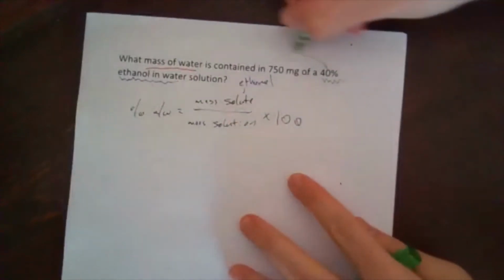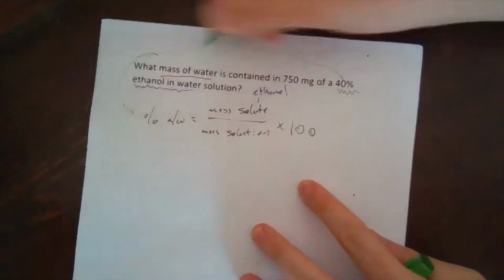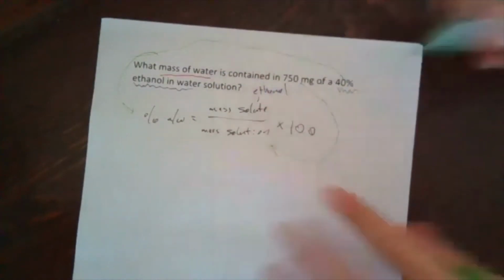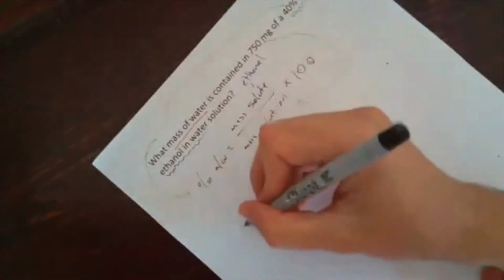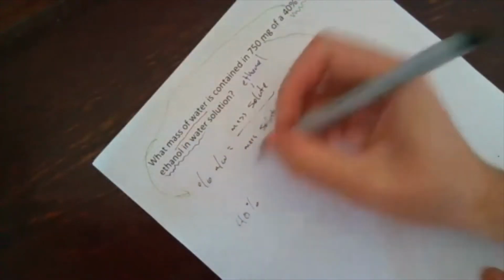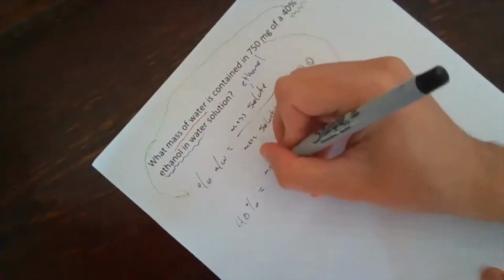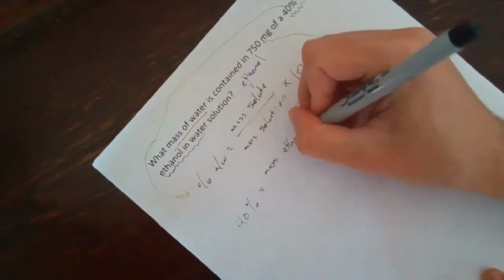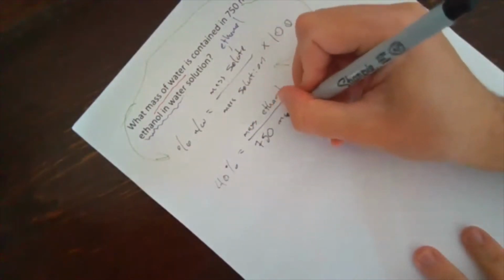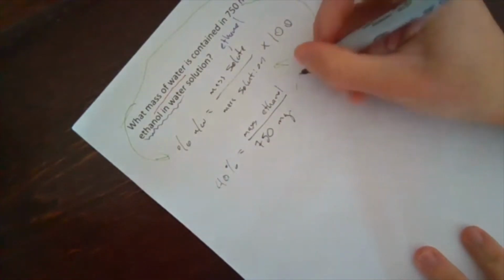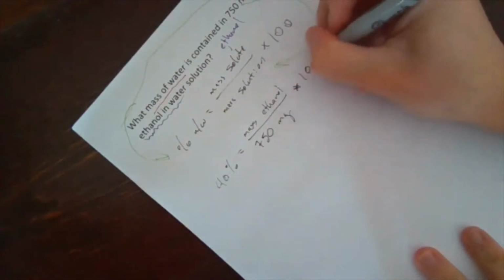So we are given some things. The 40%, whoopsies, goes in right there. 750 milligrams goes in right there. So let's go ahead and plug everything in. 40% is equal to mass of ethanol. And I can specify, once I know what the solute is, I don't need to keep calling it solute. I can call it ethanol. I know what it is. The mass of solution is 750 milligrams. And then the 100 is still just 100.